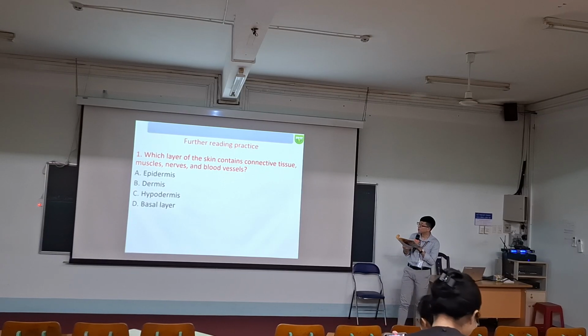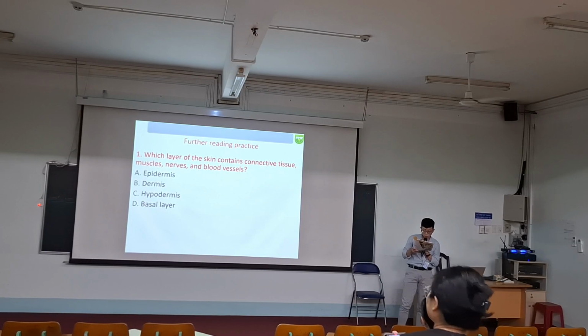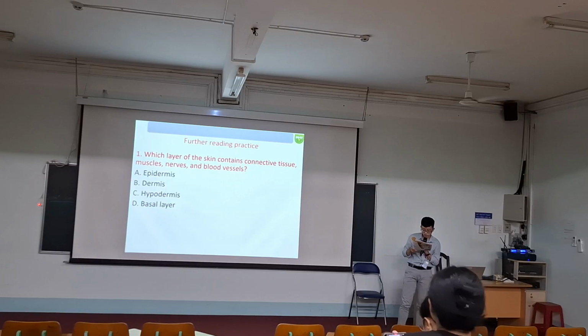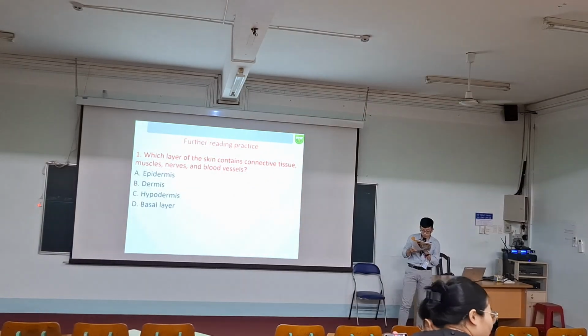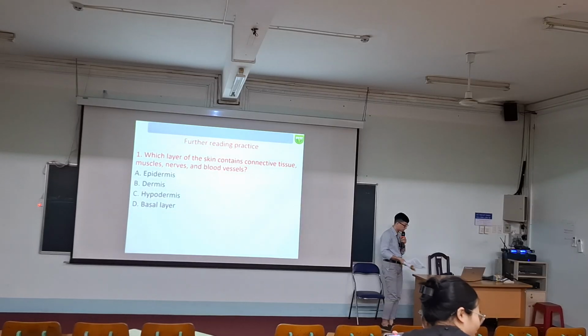The dermis, right? We will find it in the dermis section. It is here where the skin appendages, muscles, nerves, and blood vessels are. Okay. This is one. You choose B.